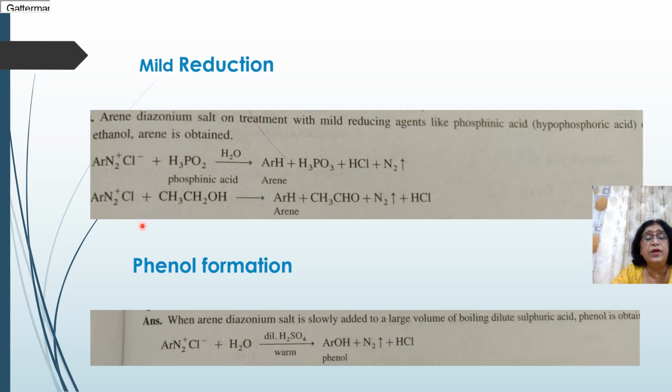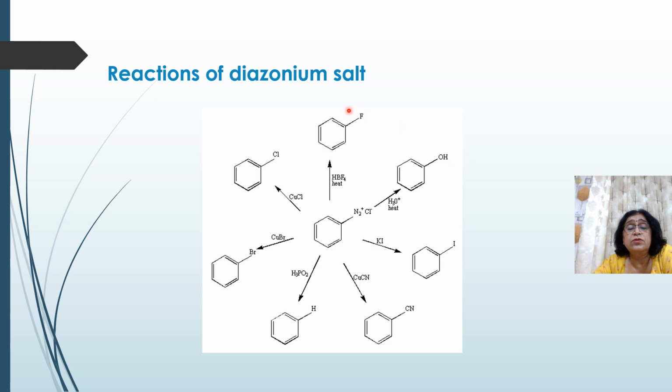Then if diazonium chloride is reacted with ethyl alcohol, there also it forms arene plus acetaldehyde plus nitrogen plus HCl. Then when diazonium chloride is warmed with water and dilute sulfuric acid, you get phenol plus nitrogen plus HCl. So this is how we see the number of reactions this diazonium salt undergoes.